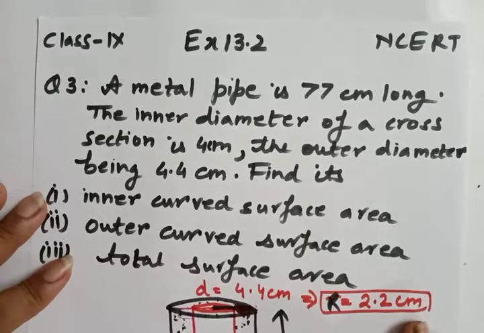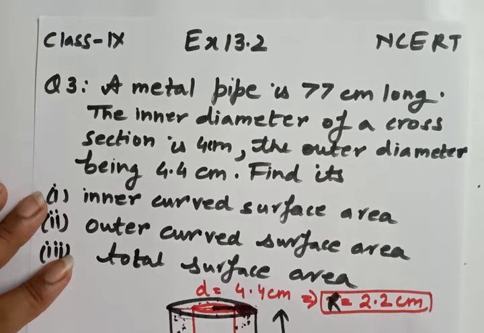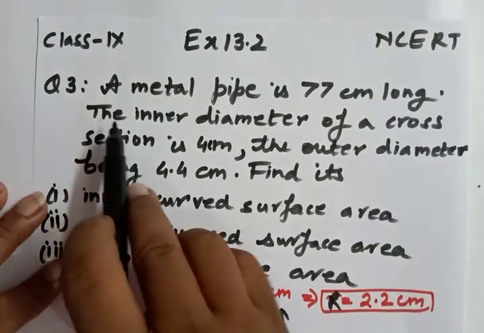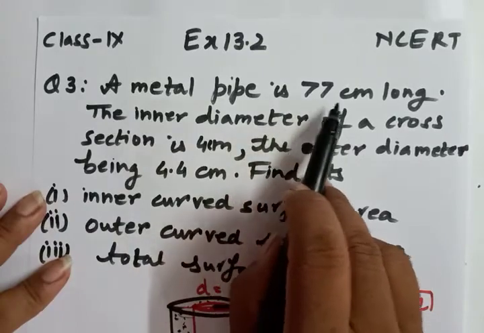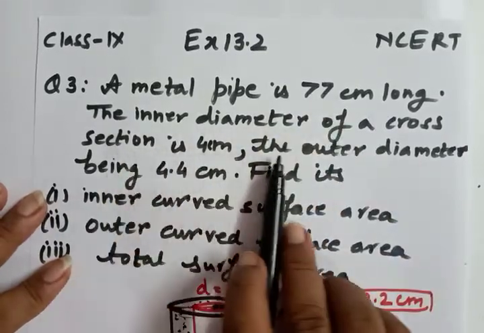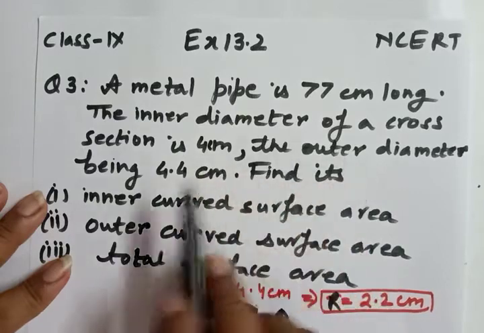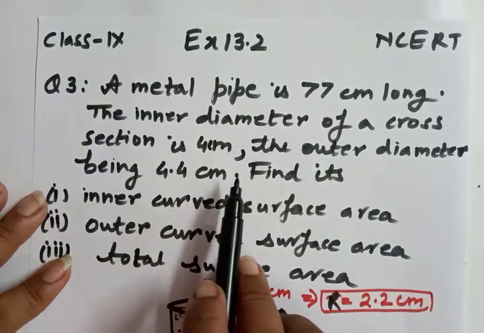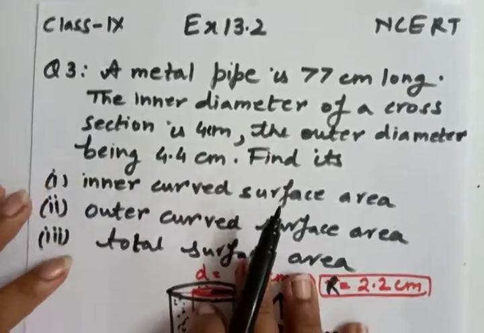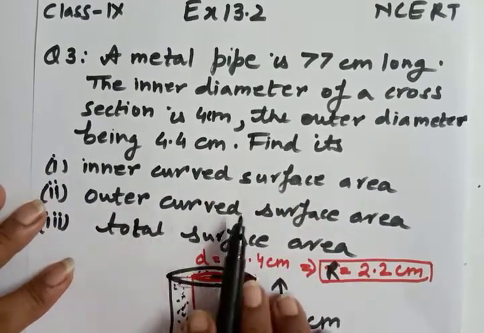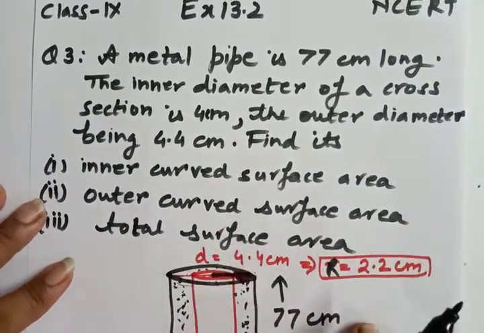Hello students, this is question number 3 of exercise 13.2 of the class 9 NCERT book. The chapter name is Surface Areas and Volumes. The question says: a metal pipe is 77 centimeter long. The inner diameter of a cross section is 4 centimeter, the outer diameter being 4.4 centimeter. Find its inner curved surface area, outer curved surface area and the total surface area.